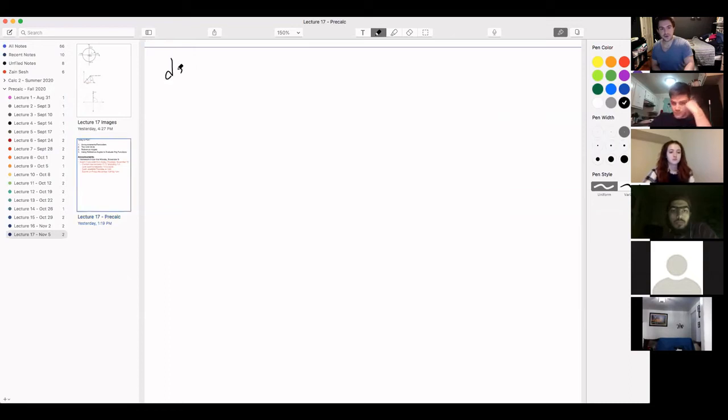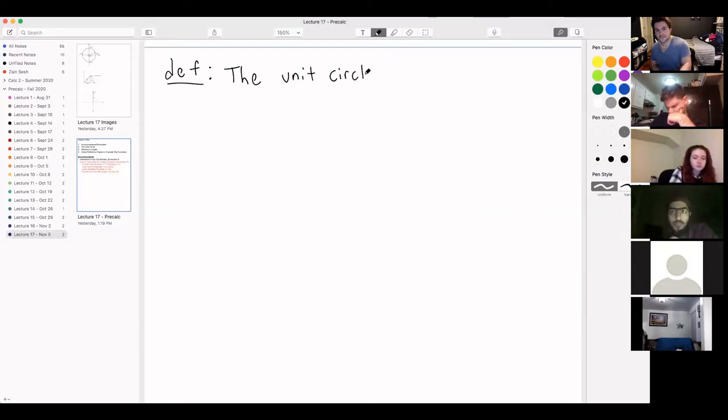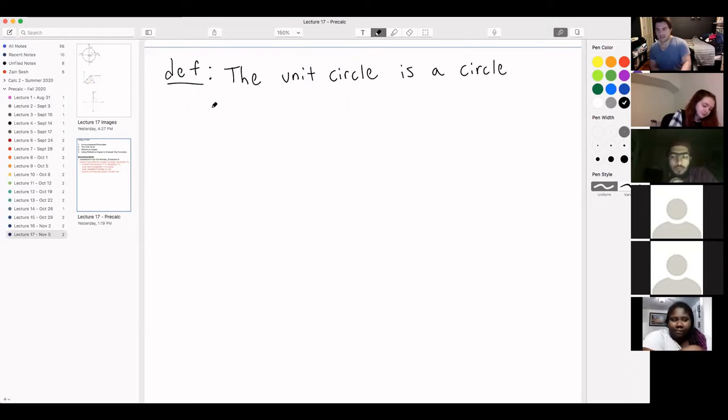All right, so we'll start off with a definition. Okay, and what are we going to be defining? We're going to define what the unit circle is, okay? So the unit circle. Okay, the unit circle is a circle in the XY plane. Okay, so it's in the coordinate plane.